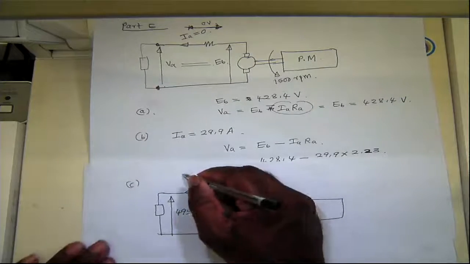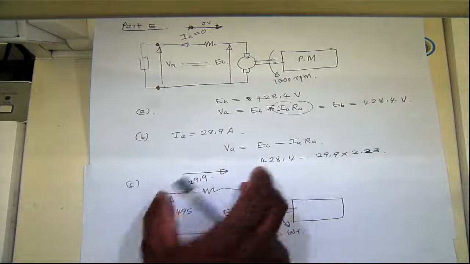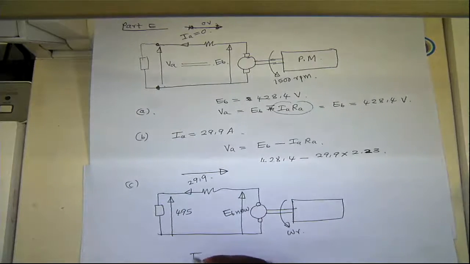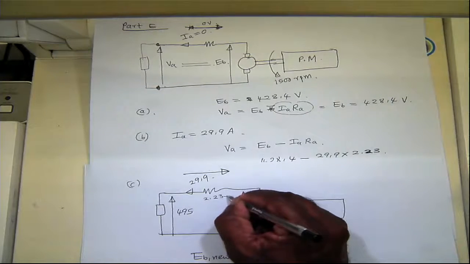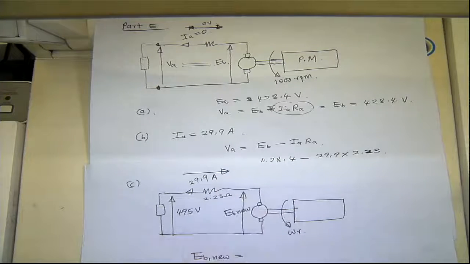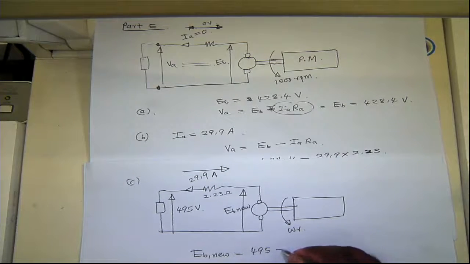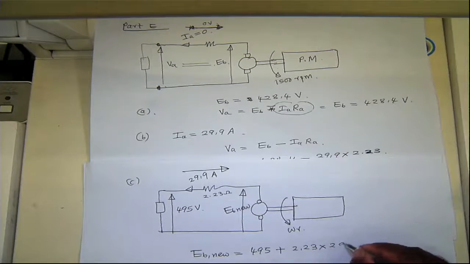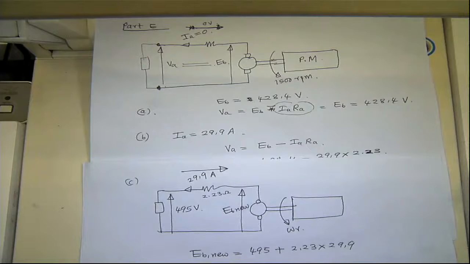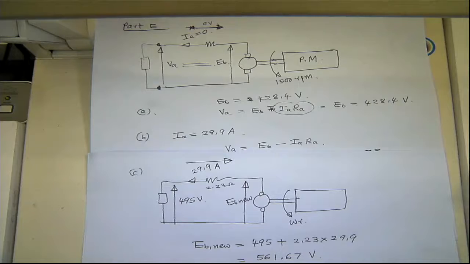So you have a voltage drop here. So this voltage plus the voltage drop gives you the new back EMF. So EB new will be, this is 2.23 ohm. This is the current voltage. So 495 plus the voltage drop across the resistance, which is 2.23 times 29.9. So this gives you the required back EMF, which is 561.67 volts.